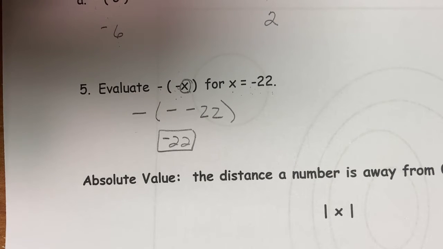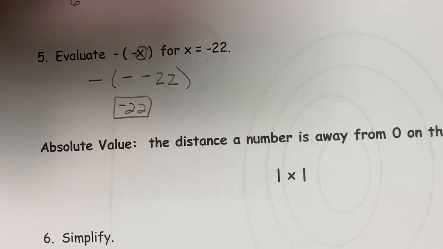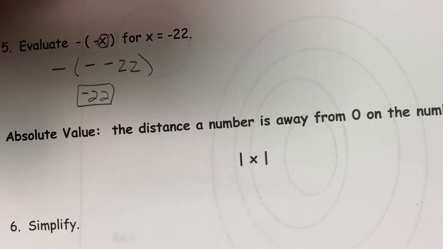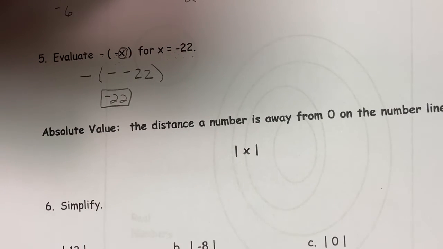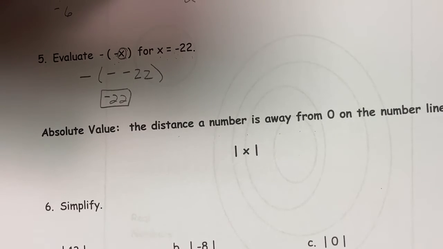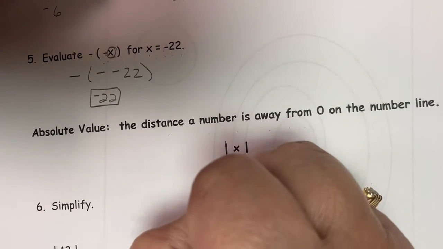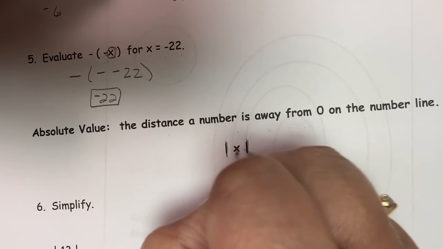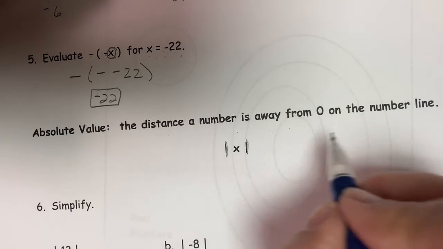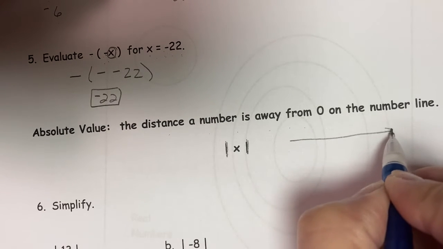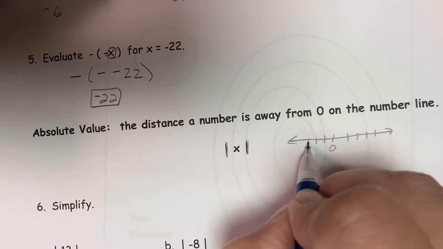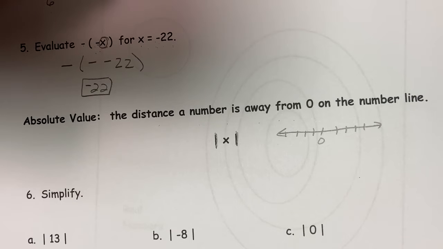When we talk about opposites, that kind of leads us into something called absolute value. So the definition of absolute value is that it is the distance that a number is away from 0 on the number line. And the notation we use for absolute value is these 2 vertical line segments. So if we think of a number line, I'm just going to quick draw a number line here. I'm not going to make it crazy. You don't even have to draw it, but it's just a visual.